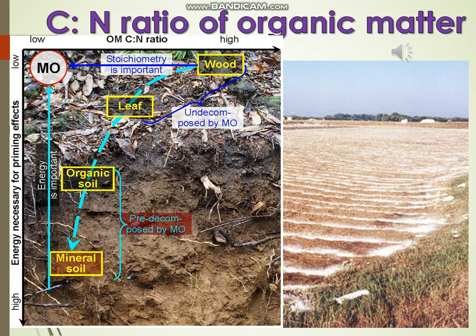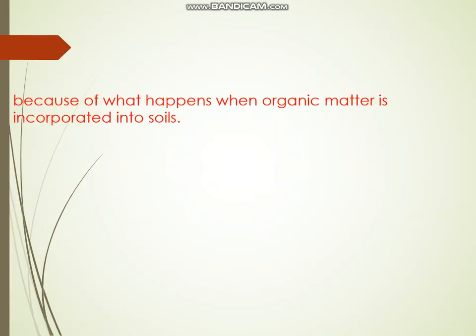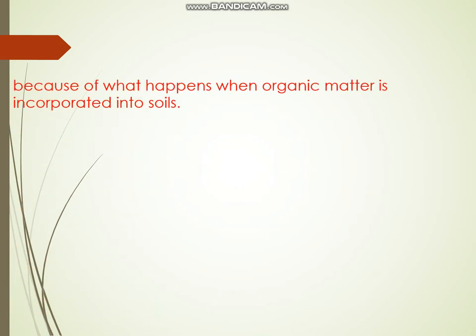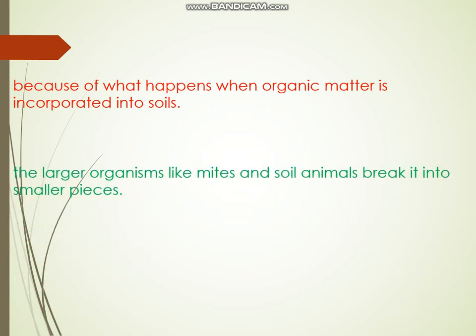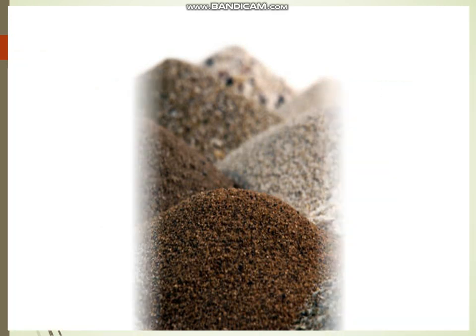The carbon nitrogen ratio does not tell us what form the carbon and nitrogen are in, just how much is there. The carbon nitrogen ratio is important because of what happens when organic matter is incorporated into soils. First, larger organisms like insects and soil animals break it into small pieces. Then the fungus and bacteria start to decompose it.